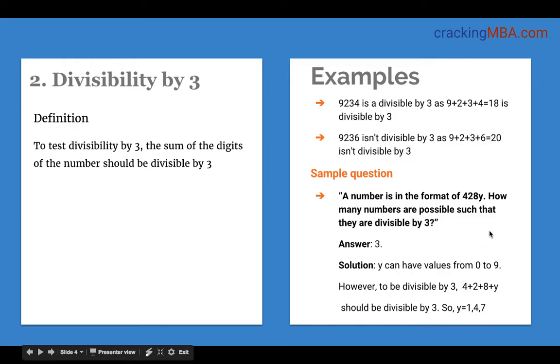A sample question could be asked like this: a number is in the format of 428y. How many such numbers are there which are divisible by 3? You know now that the sum should be divisible by 3. So 4 plus 2 plus 8 is 14, and you need to add another number y so that it's divisible by 3. The only possible numbers are 1, 4 and 7. So the total possible numbers in the format 428y are 3. Let's move on.